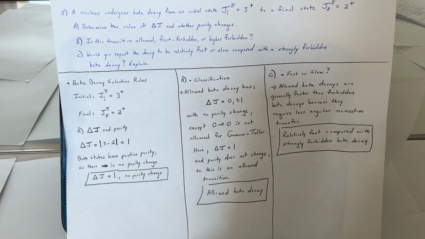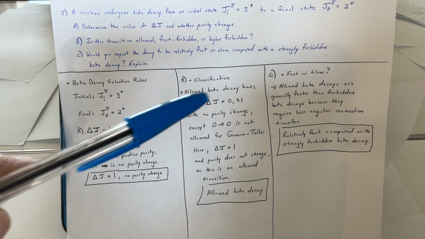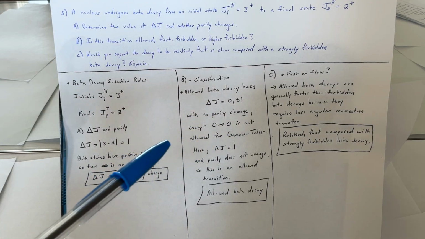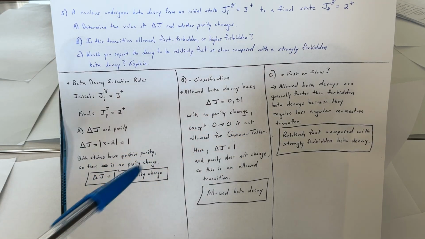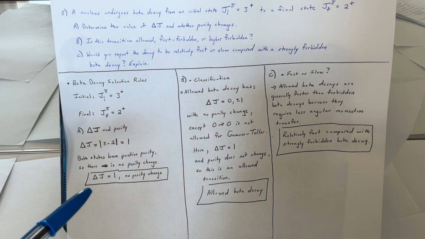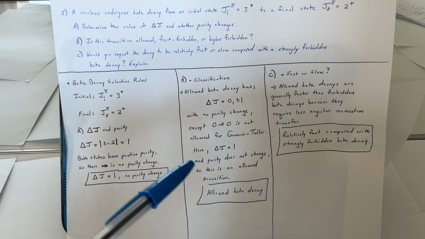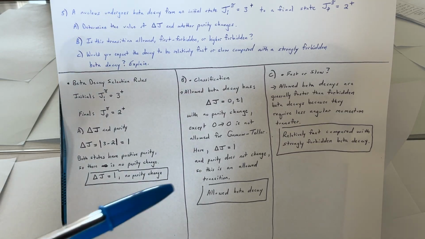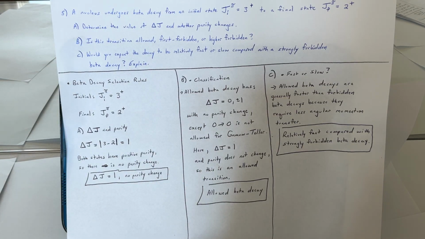Part B, is this transition allowed, first forbidden, or highly forbidden? So for part B, it's our classification. Allowed beta decay has delta J equals 0 or plus minus 1, with no parity change, except 0 going to 0 is not allowed for Gamow-Teller. So here our delta J is 1, and parity does not change. So this is an allowed transition. So yes, this is allowed beta decay.